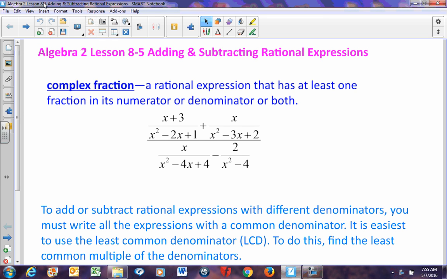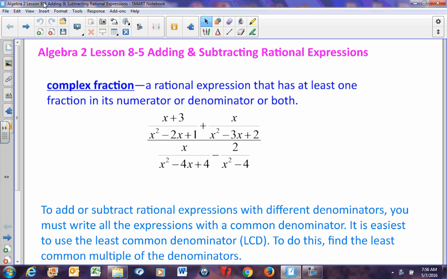This is Algebra 2, Lesson 8-5, Adding and Subtracting Rational Expressions. A complex fraction is a rational expression that has at least one fraction in its numerator, its denominator, or both. The example I've shown here is a very complex fraction.